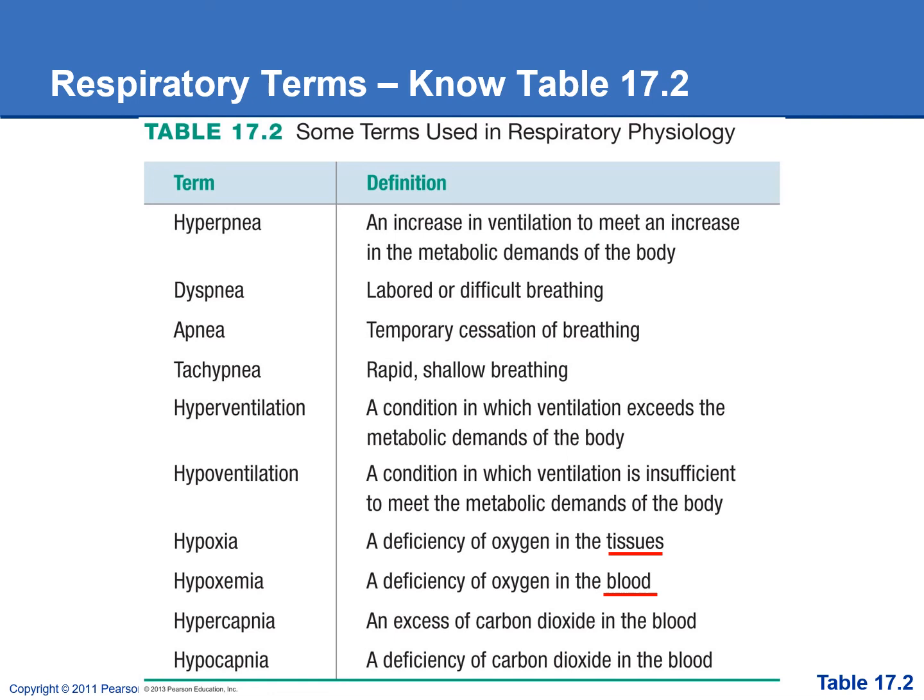Hypoxia, oxia is talking about oxygen. Hypo means not enough. So hypoxia is not enough oxygen in the tissues. Hypoxemia, emia refers to blood. So hypoxemia is not enough oxygen in the blood. Capnia means carbon dioxide. So hypercapnia means you have too much carbon dioxide in the blood, and hypocapnia means there's not enough carbon dioxide in the blood.